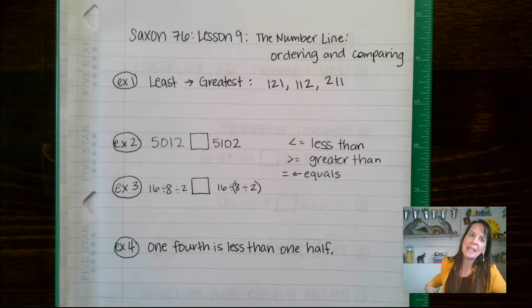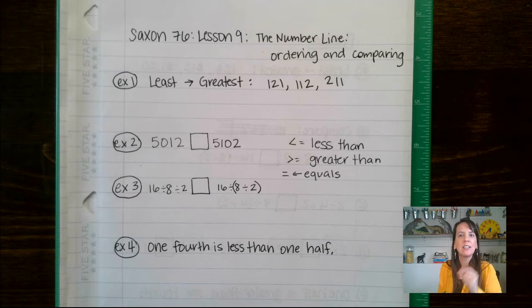Hi friends, welcome back. Saxon 76, we are talking about the fourth edition. We're talking about lesson 9 today, the number line, ordering and comparing, putting things on a number line.